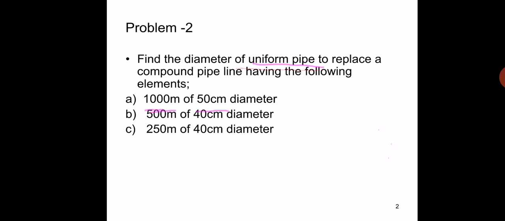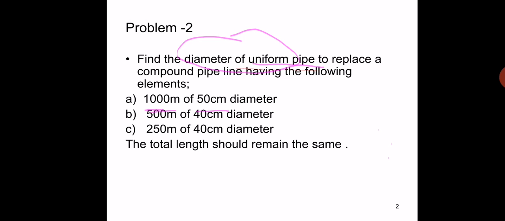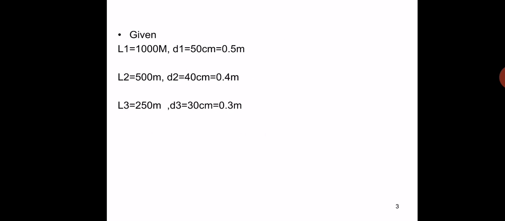Here we have to calculate the equivalent diameter of the pipe. The uniform diameter asked for is nothing but capital D or small d. So first you have to write the given data.